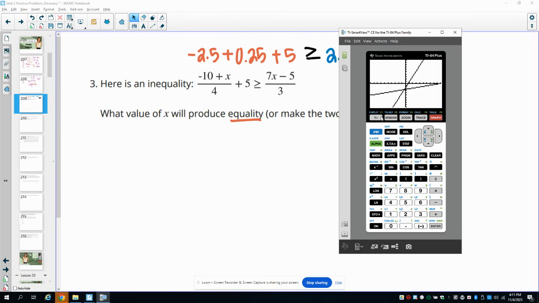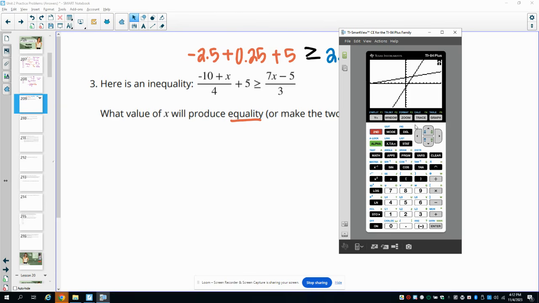That should give us our x value where these are the same. So let's just make sure I typed it in right. Oh, I didn't put the plus 5 right here, so let's get the plus 5 in this one. Always double check your equations. So I've got negative 10 plus x divided by 4 plus 5, and I've got 7x minus 5 divided by 3. Then when you hit graph, we can figure out where these cross.